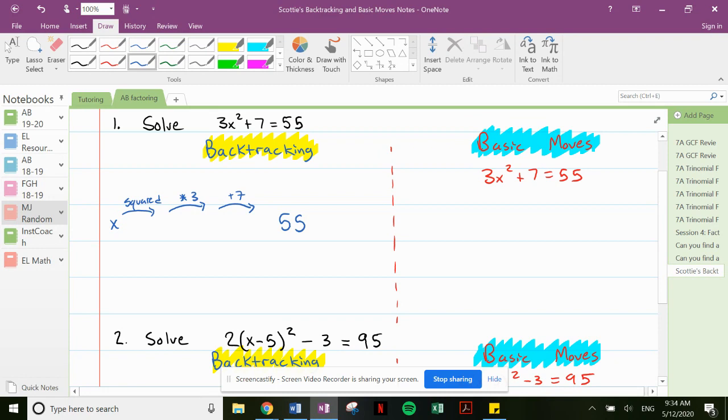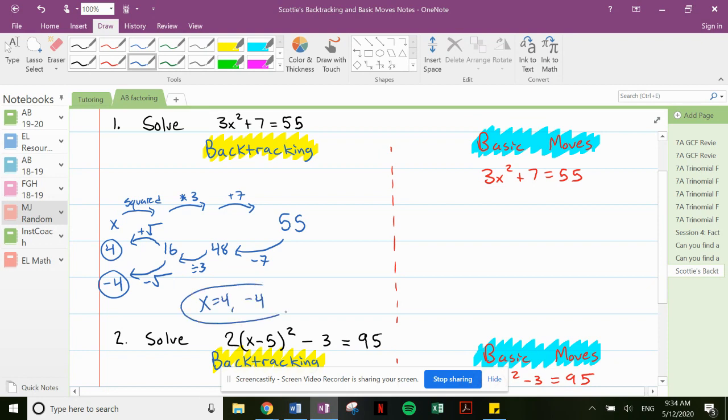So now we're just going to go in reverse of those order of operations. We're going to subtract 7, puts us at 48. Divide by 3, that puts us at 16. And now for the square root, we have to remember that this introduces both a positive square root and a negative square root. Positive square root of 16 is 4. The negative square root is negative 4. So we get x equals 4 and x equals negative 4.